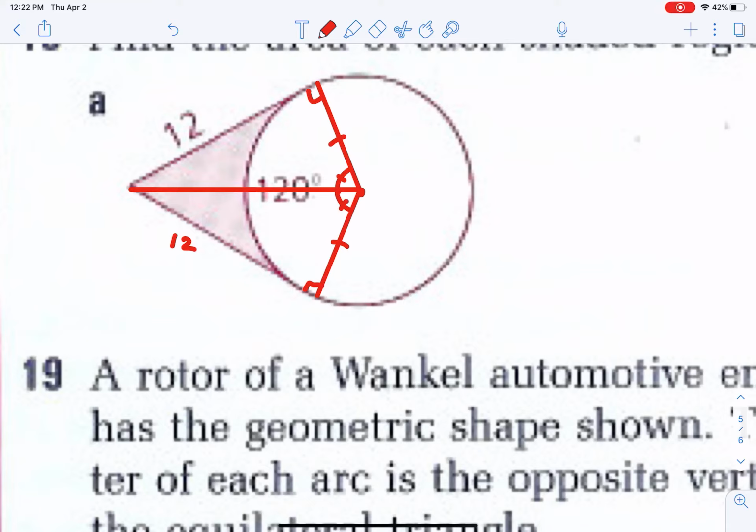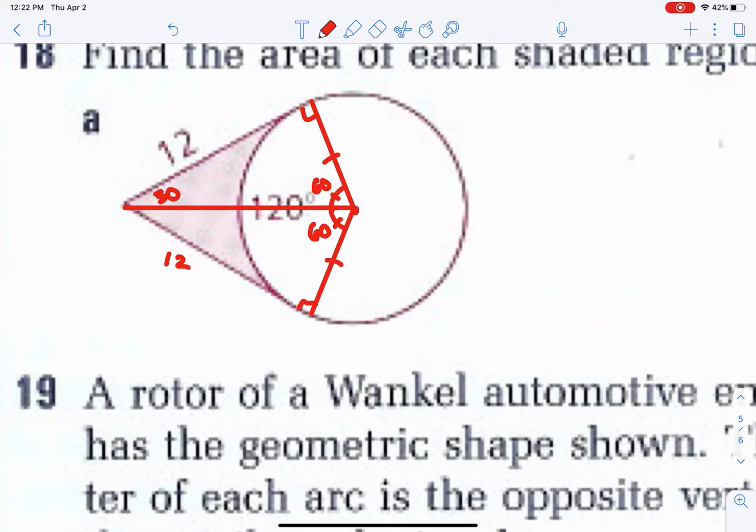We know that this entire angle is 120 degrees, so the bisected angle now is 60. Whoops, not 16, but 60 degrees. And this is 60 degrees. Here we have a right angle. So this is then a 30, 60, 90 triangle.